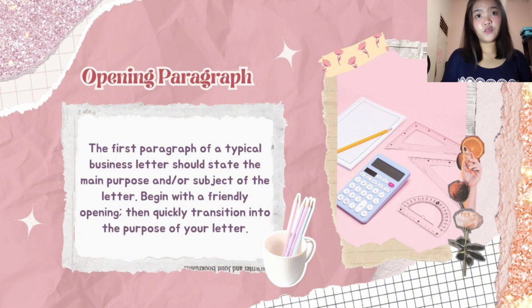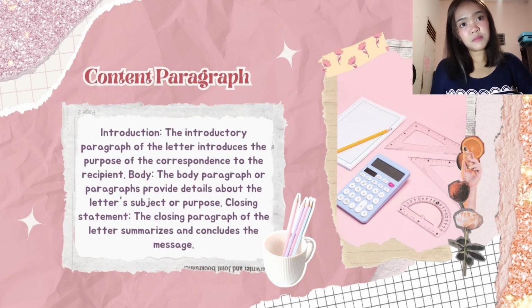The explanation of opening paragraph. The first paragraph of a typical business letter should state the main purpose and or subject of the letter. Begin with a friendly opening, then quickly transition into the purpose of your letter, and then the content paragraph. Introduction. The introductory paragraph of the letter introduces the purpose of the correspondence to the recipient. Body. The body paragraph or paragraphs provide details about the letter subject or purpose. And the closing statement. The closing paragraph of the letter summarizes and concludes the message.